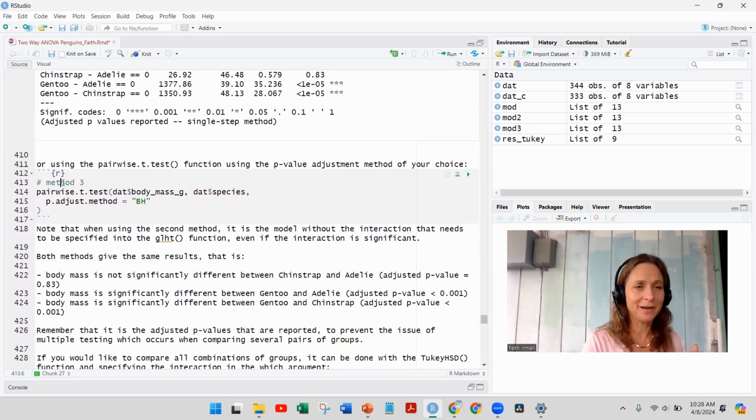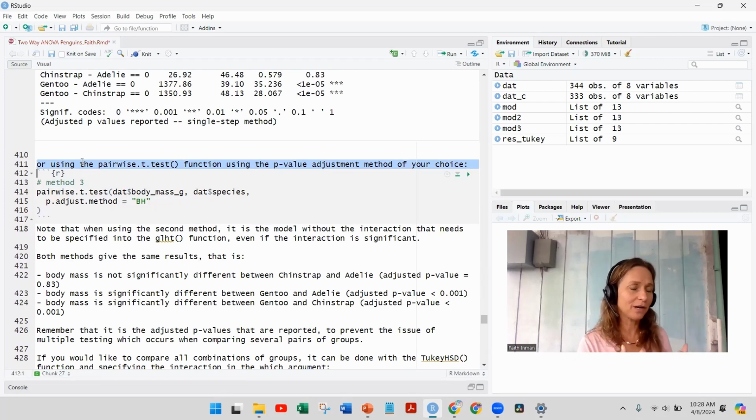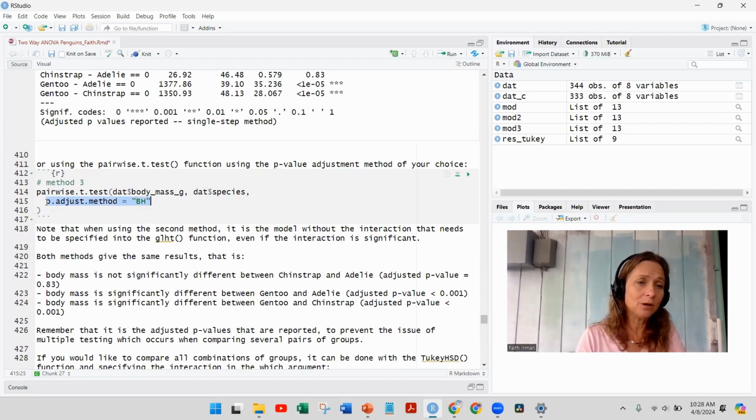A third way, method 3, using the pairwise t-test function, and you can actually use different methods for adjusting the p-value, because again, the p-value has to be adjusted for multiple comparisons, and these tests do it for you automatically. And there are different ways of doing it. This code allows you to change that method. Here we're using the BH method, which I think is the Bonferroni comparison. You can use different ones depending on what's appropriate for your data.